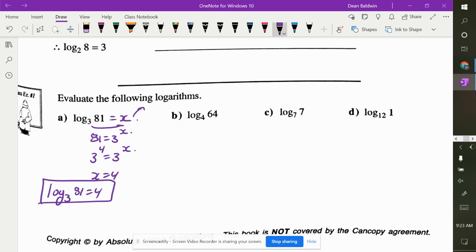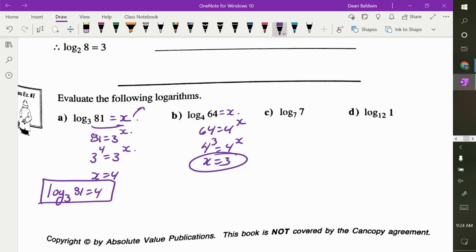All right, let's do the next one. Log base 4 of 64 equals some number. What do I do? 64 is equal to 4 to the power of x. 4 to what power is 64? 3. So therefore, x is equal to 3. So that whole thing equals 3.